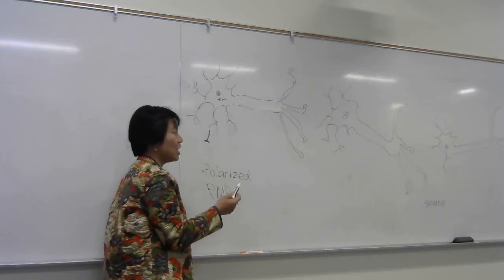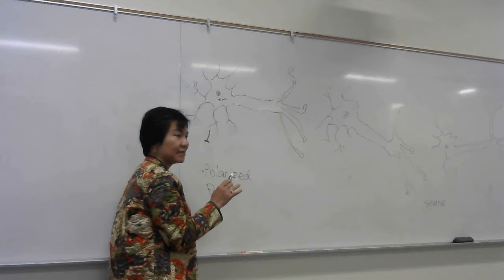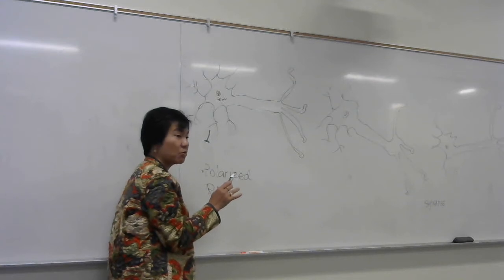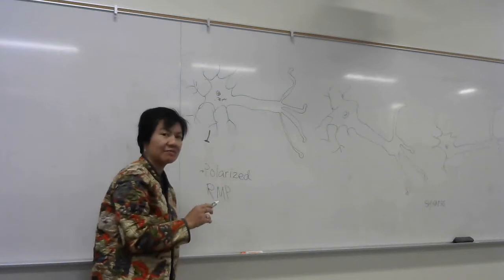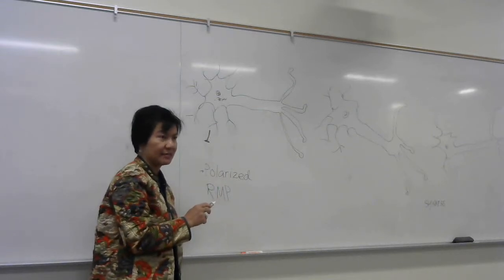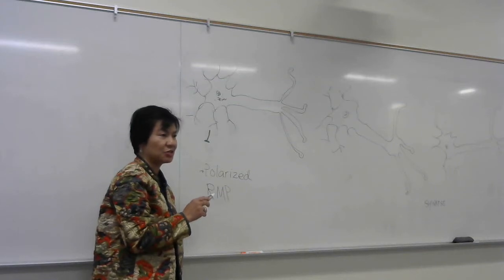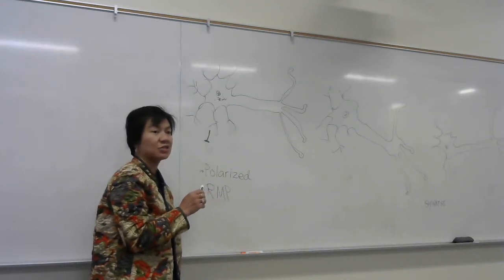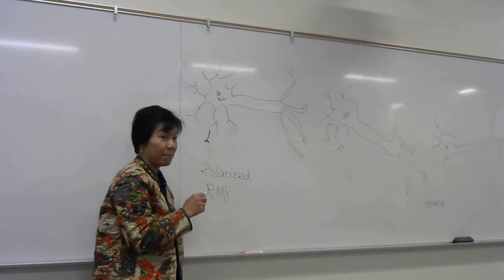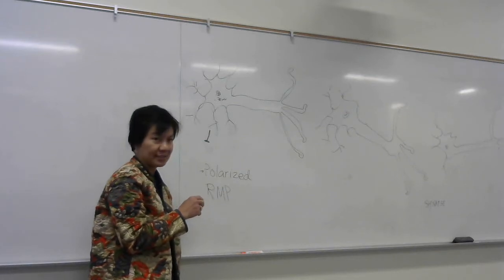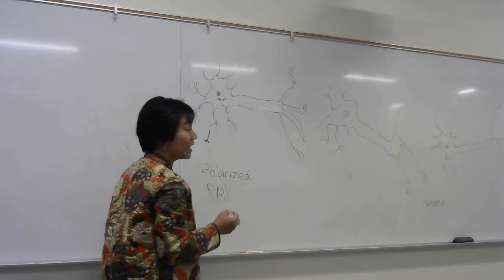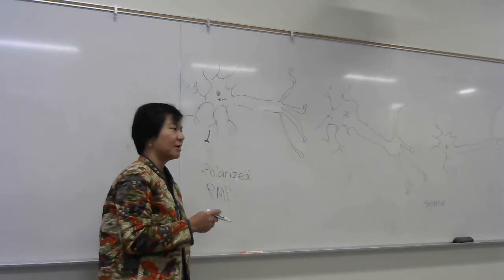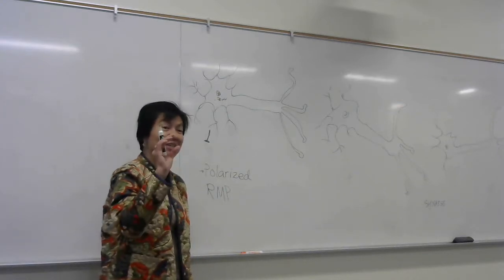One more time. All cells have a difference in charge. They're all polarized. All cells have a predominance of negatively charged particles inside. For neurons, that's negative 70. So that's its charge at rest, resting membrane potential. It's polarized.